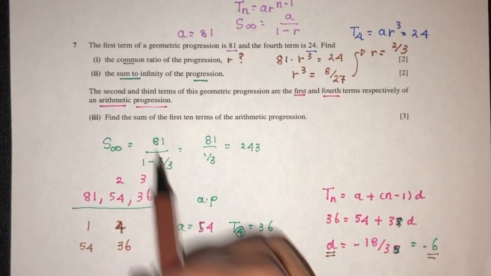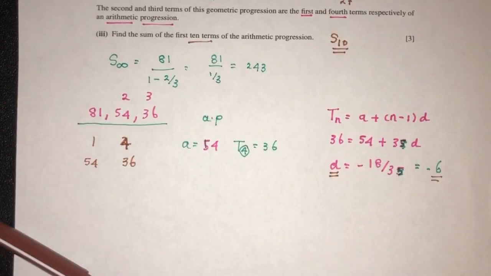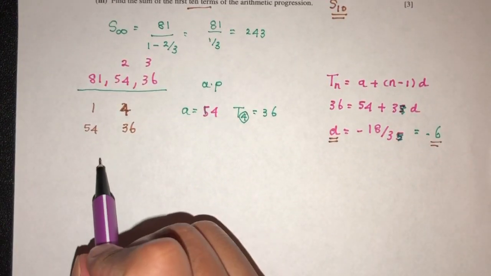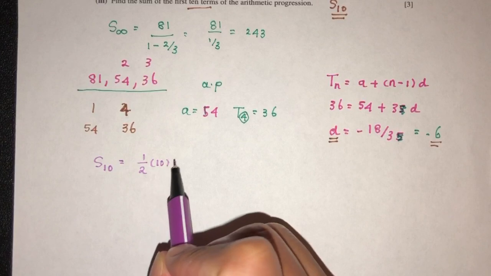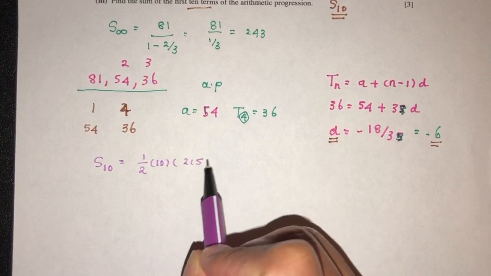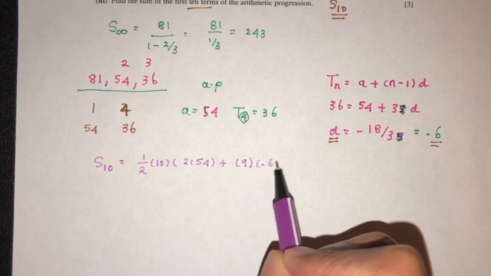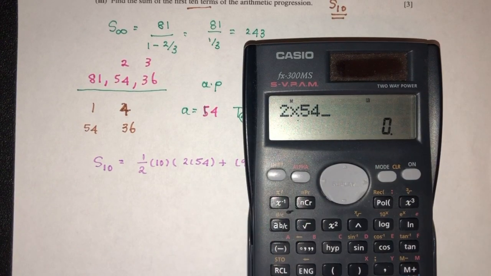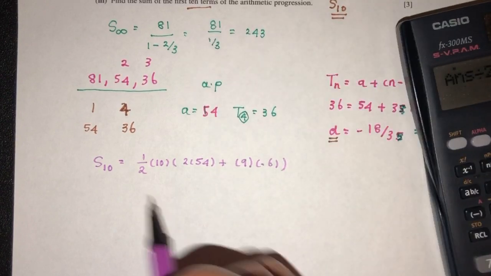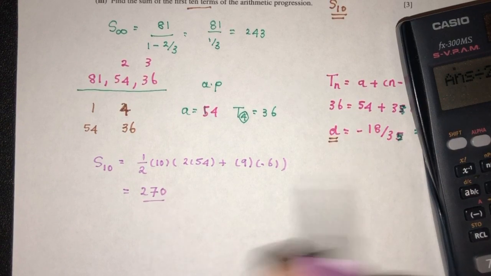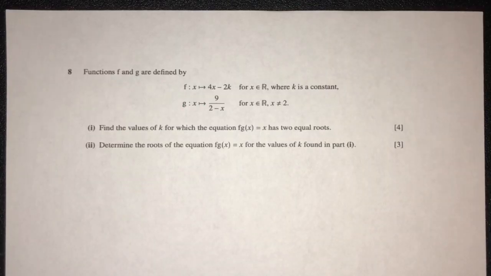Let's see what is the question. I have to find the sum of the first 10 terms of this progression. So pretty easy. The first 10 terms, again, is given to you by your formula, that is half times n, which is 10, times 2 times a, which is 2 times 54, plus n minus 1, that will be 9, times d, which is minus 6. So 2 times 54 plus 9 times minus 6, that will be 54 times 10 divided by 2. That should be 270 as your answer for the sum of the first 10 terms. And that will be the question in regards to AP and GP. Let's move on to the next question.